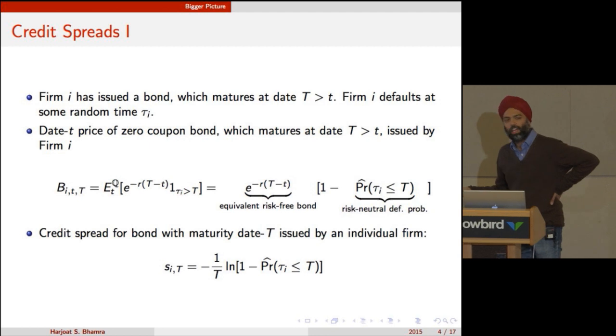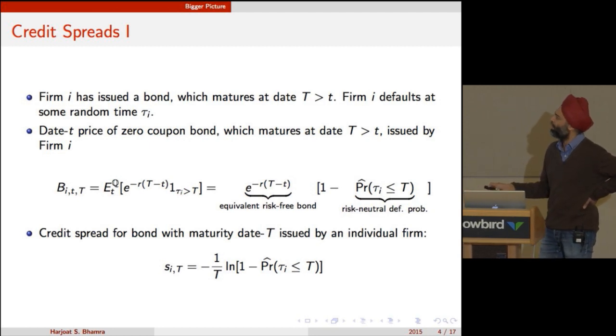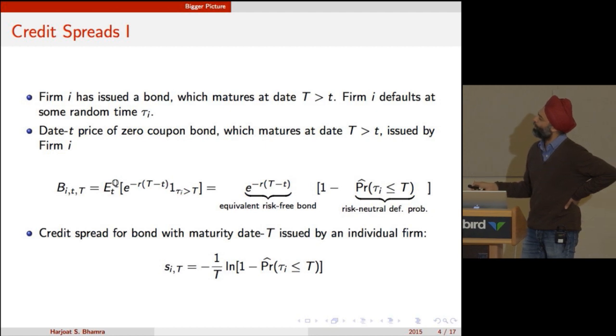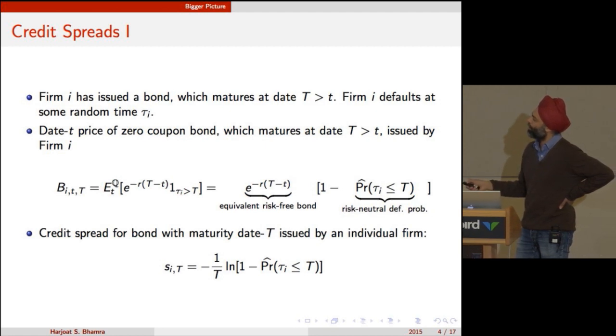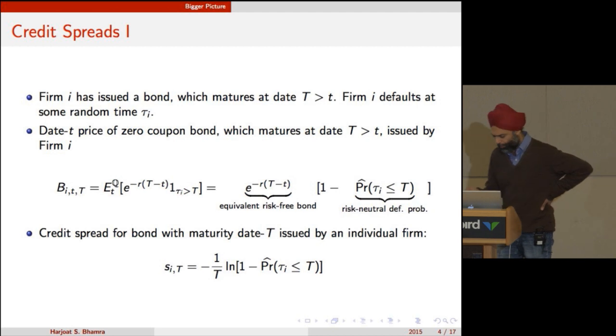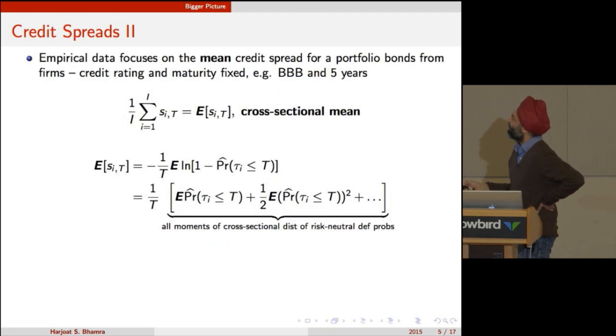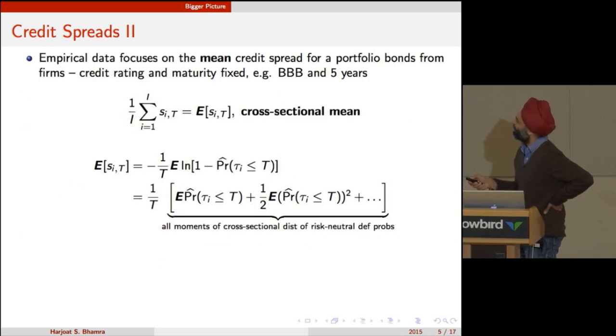Using the standard definition of a credit spread, you can write down the credit spread for this bond. Basically, it's just minus 1 over capital T minus t, times the natural log of 1 minus this risk-neutral default probability. Then you can do some interesting things with that.